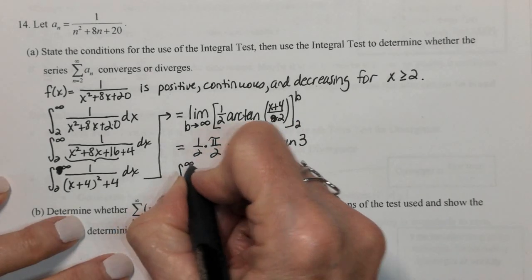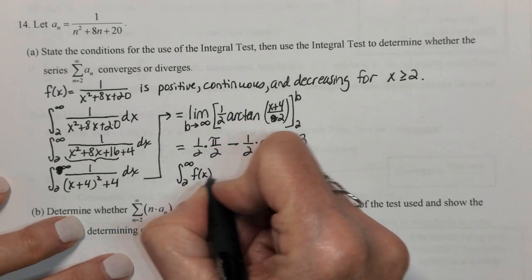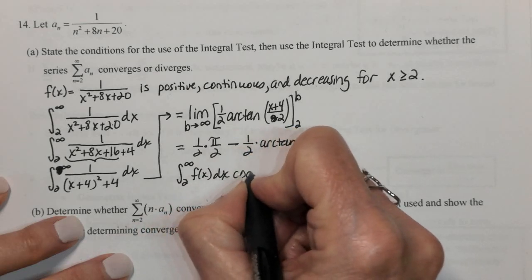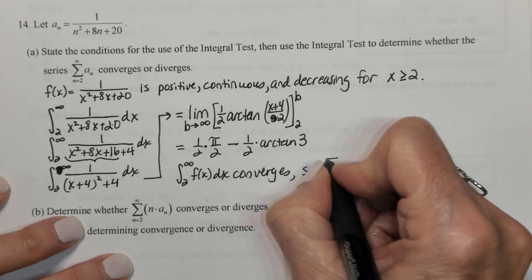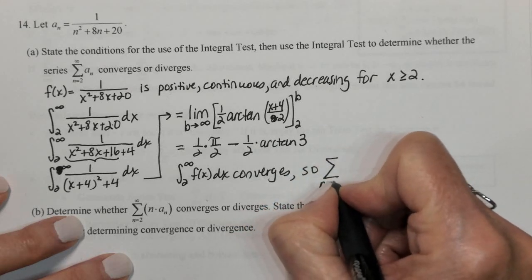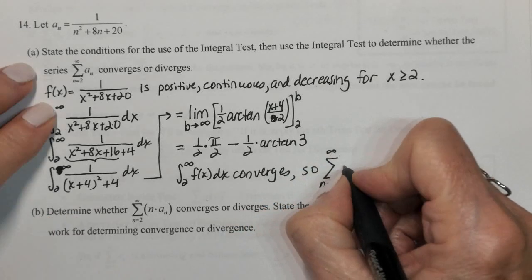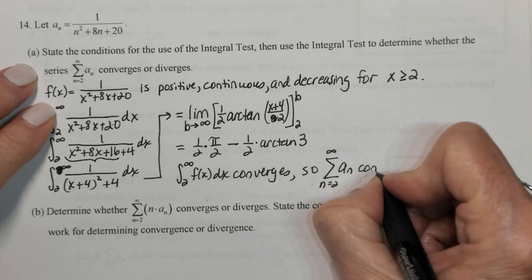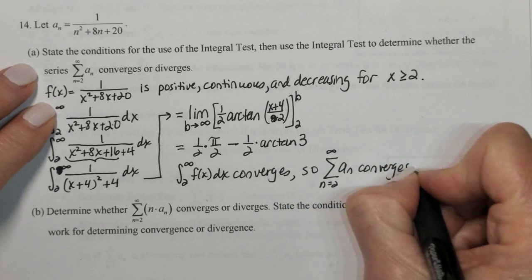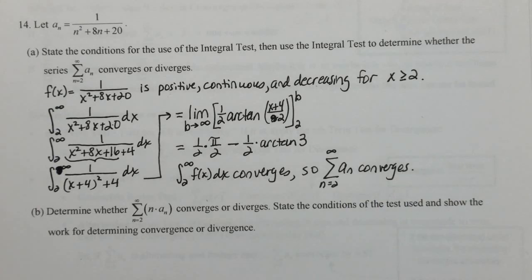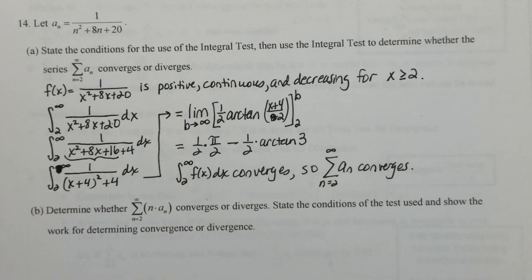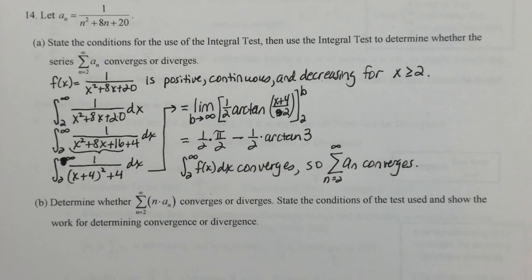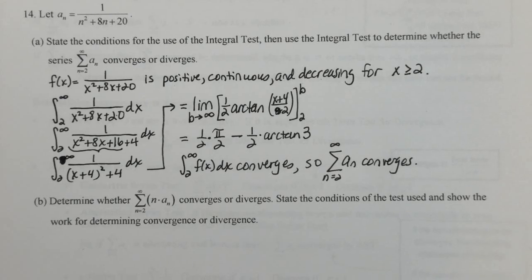The integral from 2 to infinity of f of x converges. So the series converges. So at the end, make a statement. Don't get lazy. Just make your statement. Remember that you are communicating here. So make your statement well.